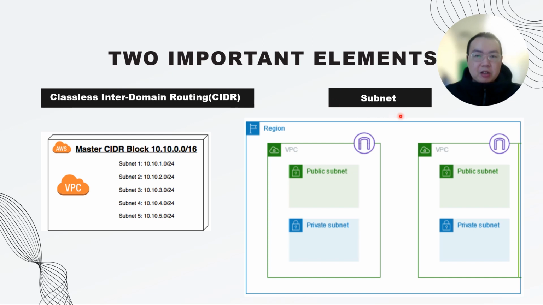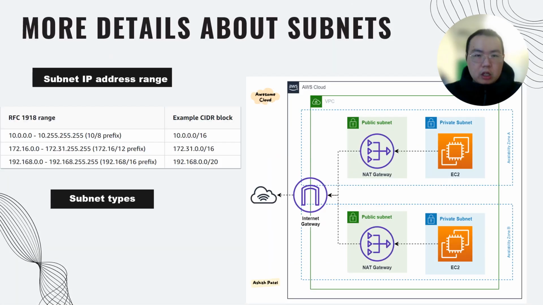Second is subnet. A subnet is a subset of the VPC CIDR block. At the same time, the CIDRs of the subnets cannot overlap. The following diagram shows 2 VPCs in a region. Each VPC has public and private subnets and an internet gateway. Then I will introduce more details about subnets.